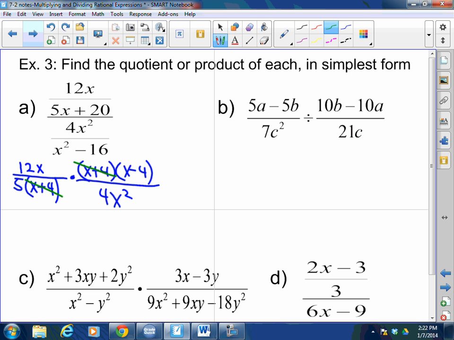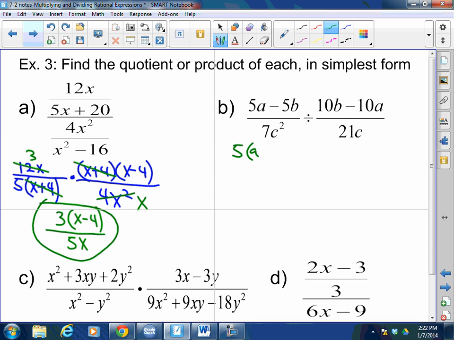Now here, what's common factor between 12x and 4x squared? 4x. So how many times does 4x go into 4x squared? X times. How many times does 4x go into 12x? Just 3 straight up. So it's 3 times x minus 4 over 5x. Done, done, done. Stay, change, flip. Stay. I'm factoring it out already, guys. Change, flip.